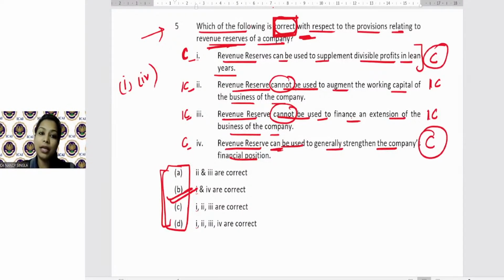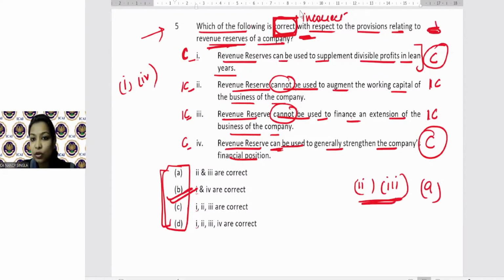Now if incorrect had been asked, your answer would have been second and third, which is A. So reading this line also is very important. Students have a tendency to jump on these statements and answer the questions without reading anything, without reading the main line. So let me just have a look as to who all have answered it correctly.